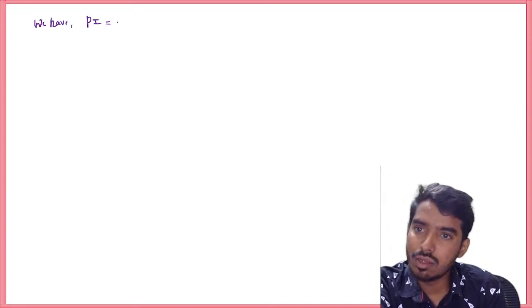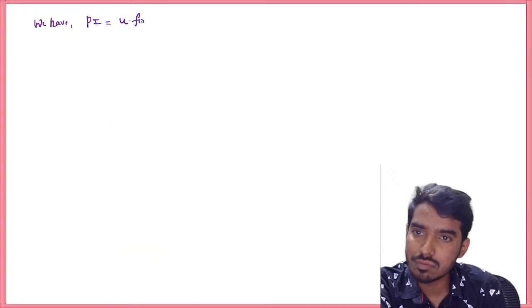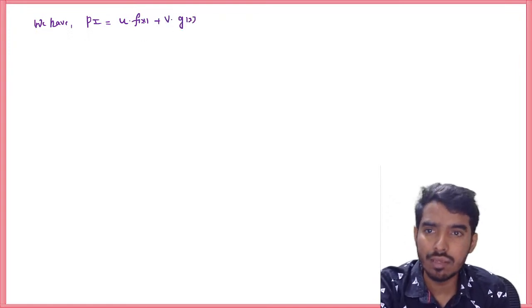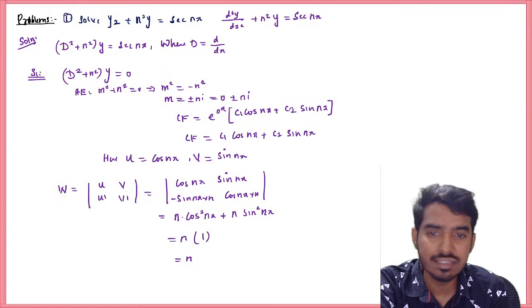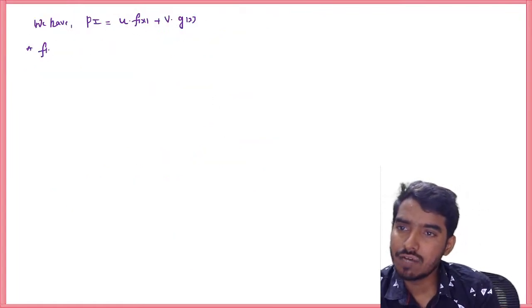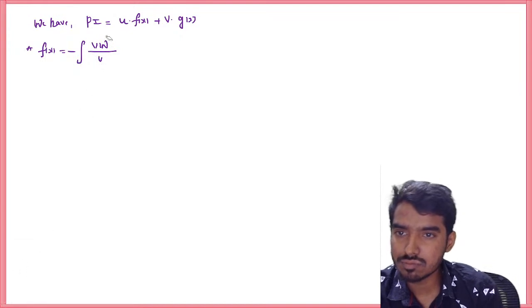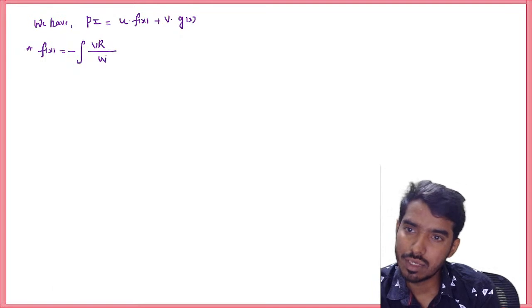Now what is your particular integral? u into f of x plus v into g of x, right? We already know u and v, because u is cos nx, v is sin nx. Now find f of x and g of x. What is f of x? Minus integration of v R by W, right? This is your v R by W.